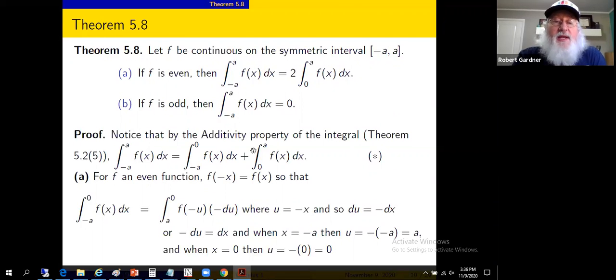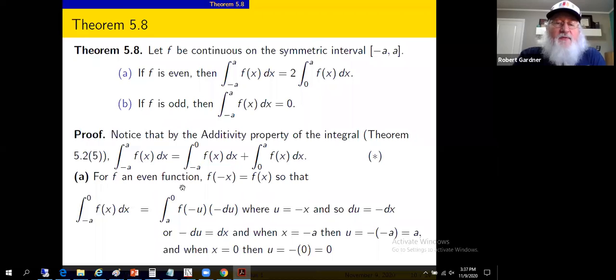First, before we do either of those, let's note by the additivity property that the integral from negative a to a can be written as an integral from negative a to 0 plus an integral from 0 to a of f of x. So first we'll split it up like that, and notice the right-hand side of the first one deals with this. The left-hand side is also going to deal with this and this, it turns out.